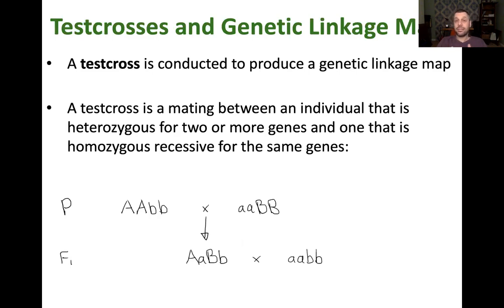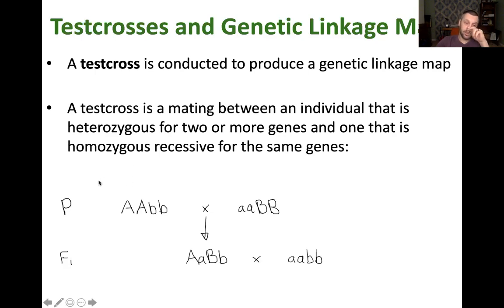And to understand that, you have to understand what a test cross is, because that's how you make a genetic linkage map. And a test cross is basically, we've talked about this briefly earlier, but I want to talk about it a lot more now. A test cross is essentially a mating between one individual that's heterozygous for two or more genes, and a second individual who is homozygous recessive for all of those same genes. So an example of that is shown on this slide.